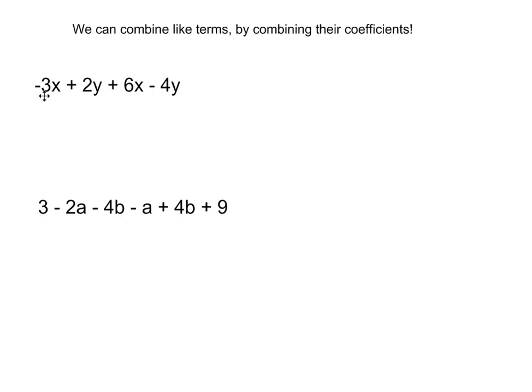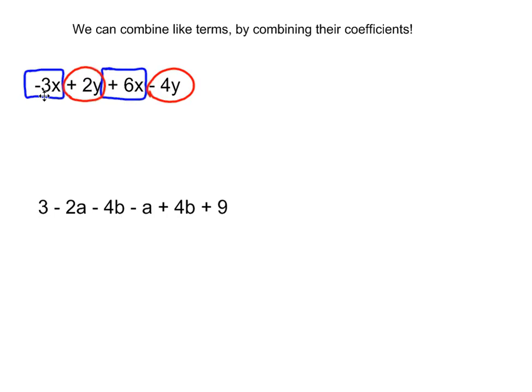So what we like to do is we like to show that we have like terms first by boxing and circling. So I'm going to put a box around negative 3x and positive 6x. Make sure that you include the sign to the left whenever you put the box around it. And then I'm going to circle, and I'm going to switch colors here, my positive 2y and my negative 4y. So I can combine these like terms here.